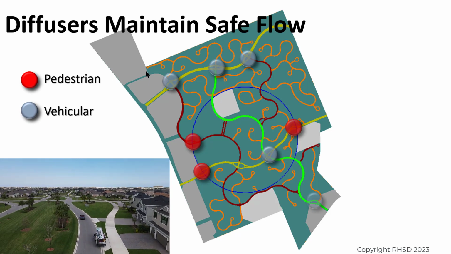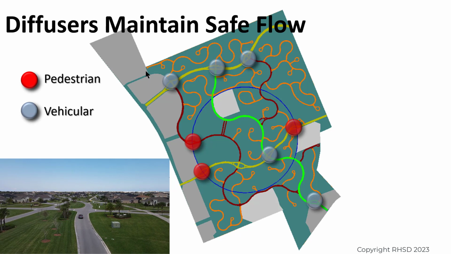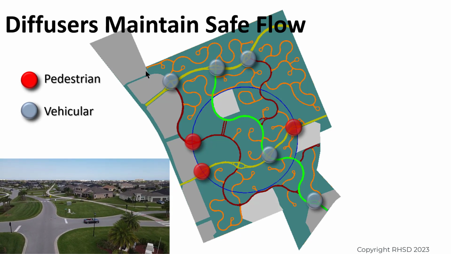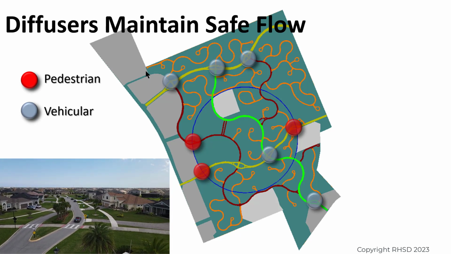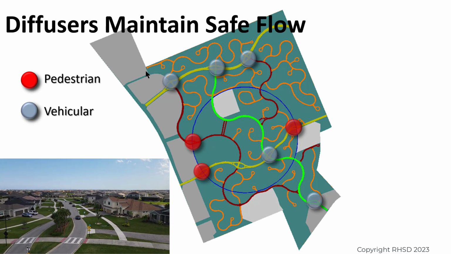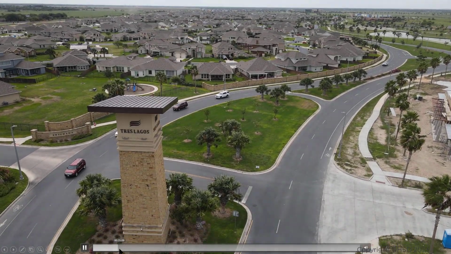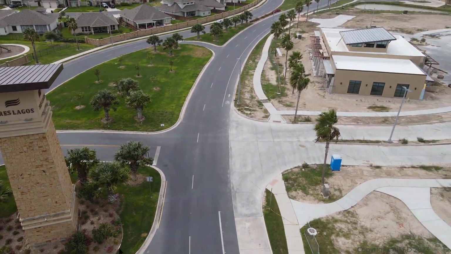There's also vehicular diffusers. Now they replace a traffic circle. A traffic circle, everybody gets slowed down, but we don't want to slow down on main traffic roads. So think of them almost as like an elongated roundabout. They maintain flow on the primary street, but they somewhat act to diffuse traffic. This is an example diffuser at Tres Lagos in McAllen, Texas.